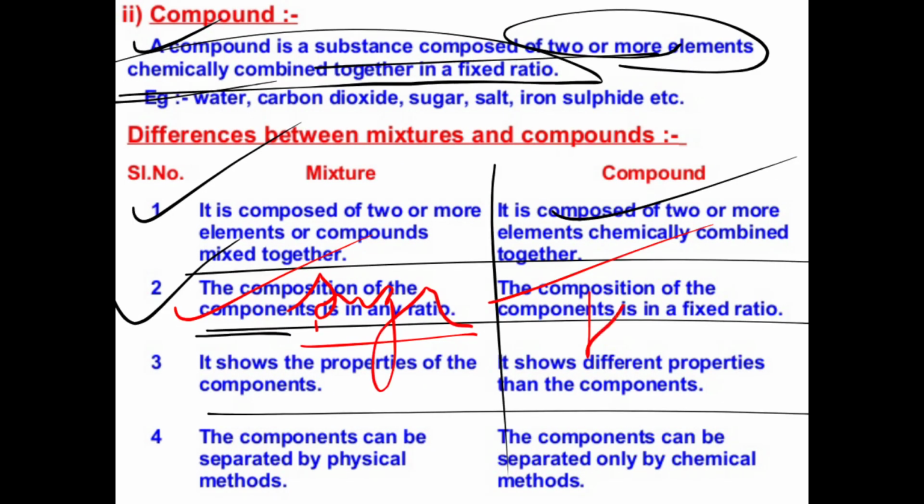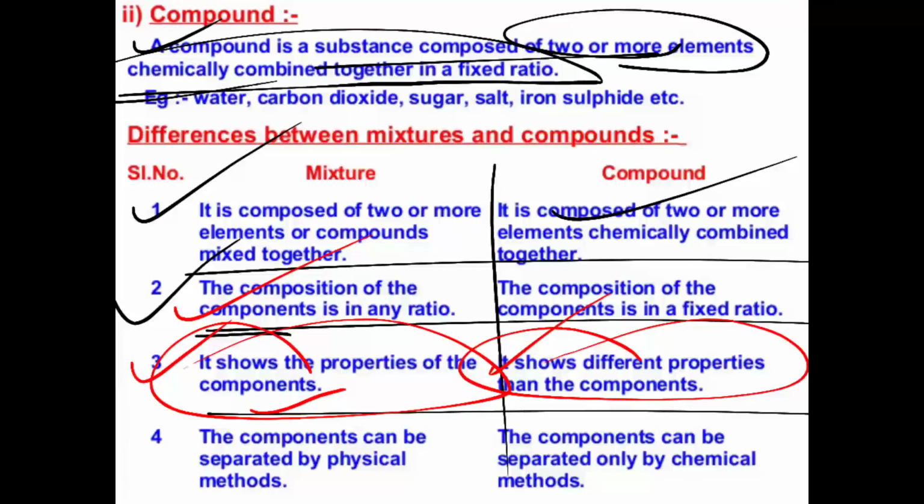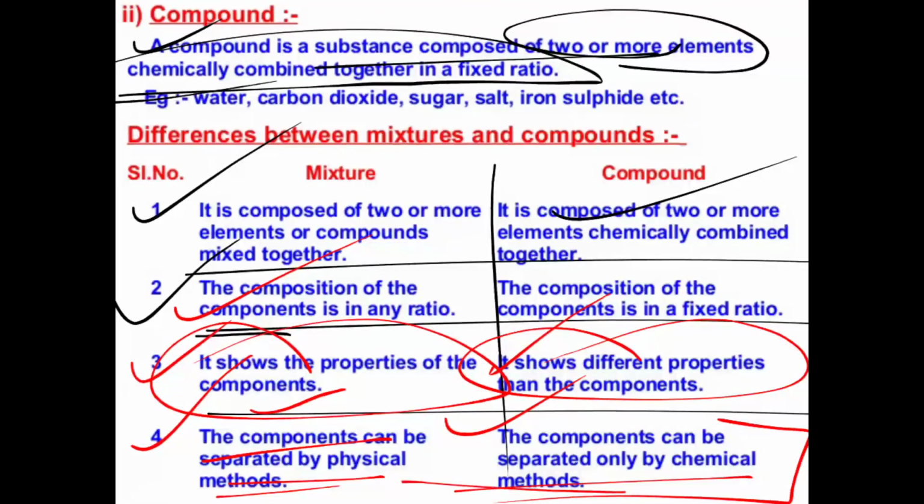For example, in order to form H2O, we have to take hydrogen 2 and oxygen 1. Fine. A mixture shows the properties of its components, while a compound shows different properties from its components. The components of a mixture can be separated by physical methods, but for a compound it is so difficult, so we say we can separate it by chemical methods.